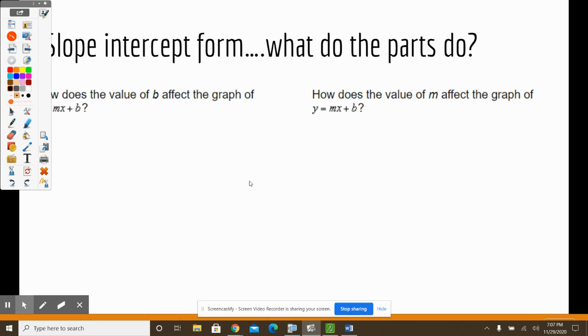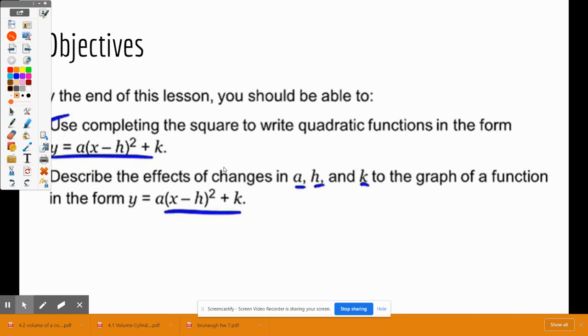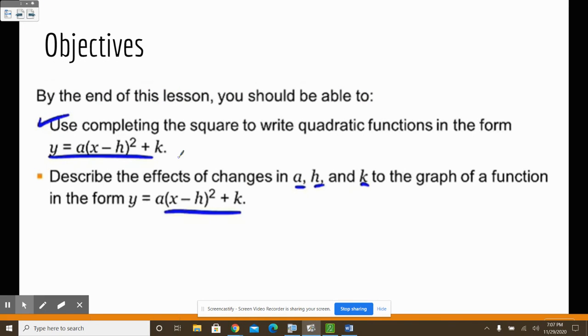So we're going to look at the vertex form of a quadratic, which is this guy right here. And we're going to know what all of these parts do, the a, the h, and the k, just like we know what the b and the m do for mx plus b.